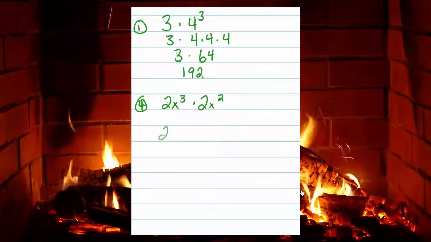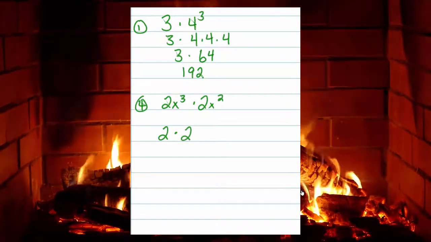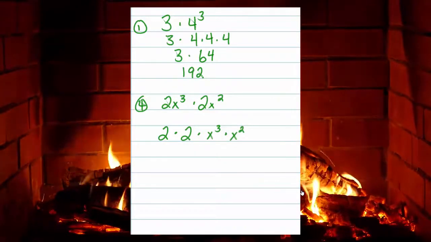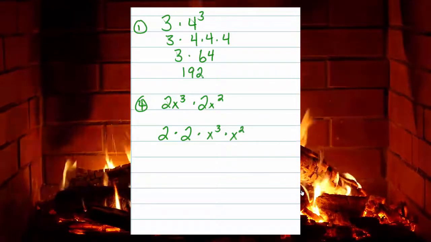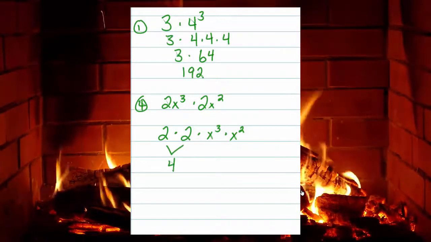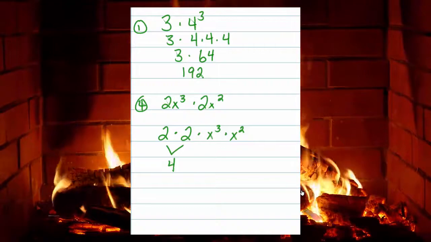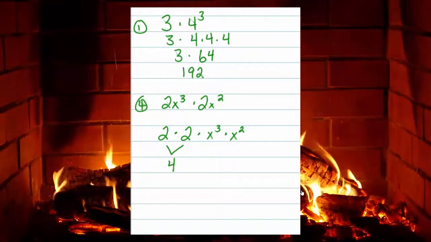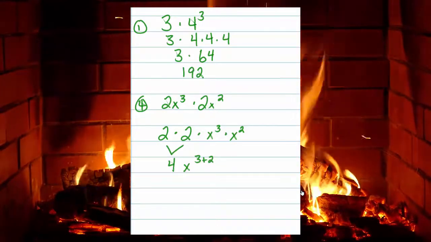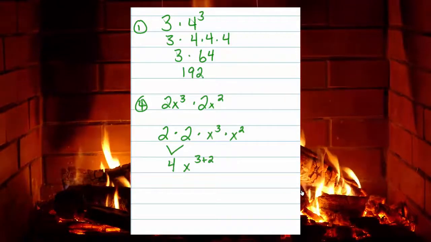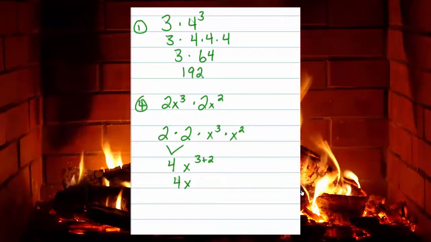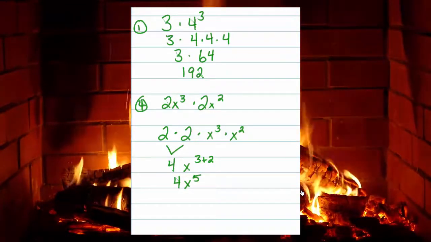So I'm going to rewrite this as 2 times 2 times x cubed times x squared. And we know that 2 times 2 becomes 4. And through our product rule, we end up with x to the third times x squared is the same thing as x to the 3 plus 2 power. So let's clean this up one more time. 4 times x, 3 plus 2 is 5, to the 5th power.